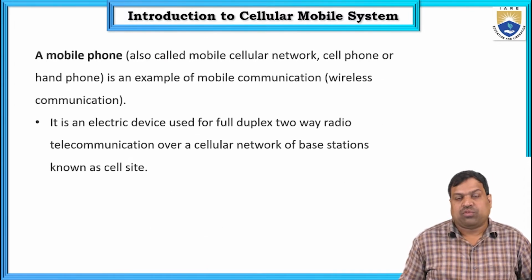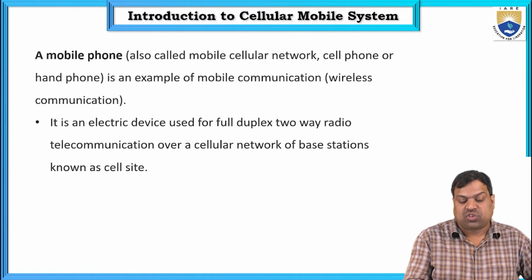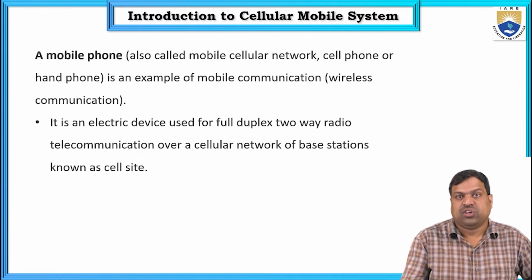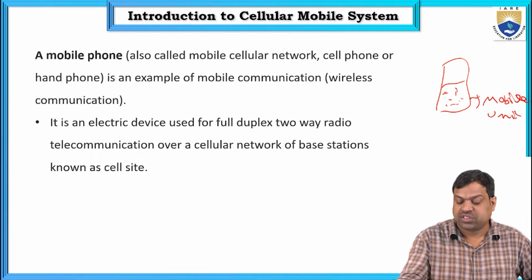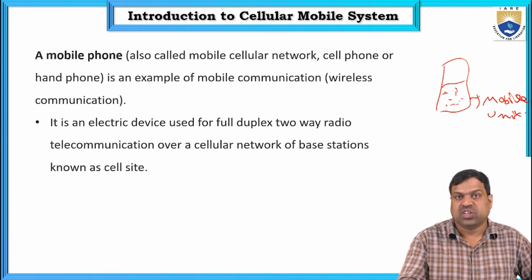And what is a mobile phone? It is also called a cellular network device. Cell phones or hand phones are an example of mobile, wireless communication. In the communication system, we call mobile phones a mobile unit.